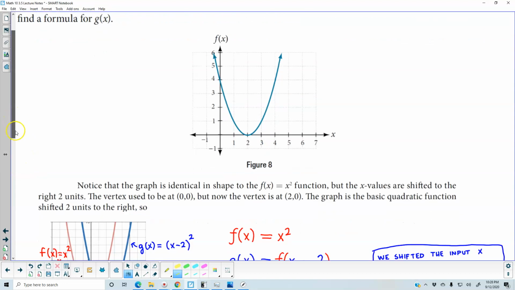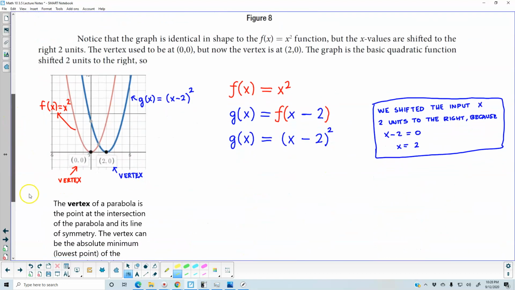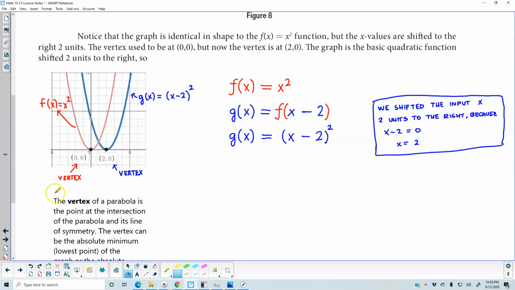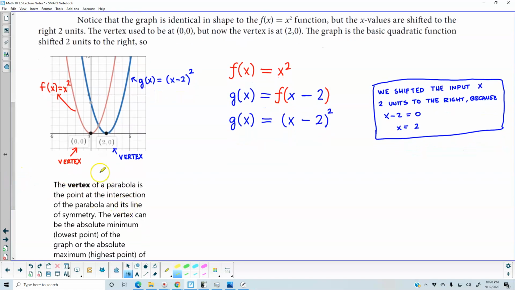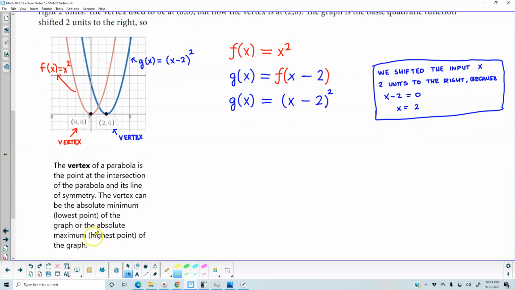So let's take a look at the graph and talk about that. The vertex of a parabola is the point at the intersection of the parabola and its line of symmetry. So the vertex can be the absolute minimum, the lowest point of the graph, or the absolute maximum, the highest point of the graph. This in red is our original function, f of x equals x squared. And what happened is that this vertex is now moved to the right 2 units.